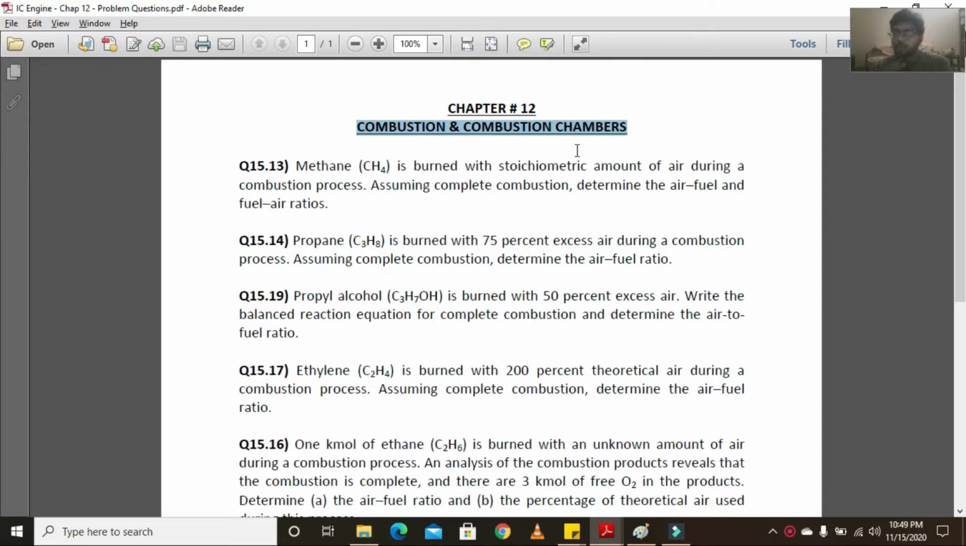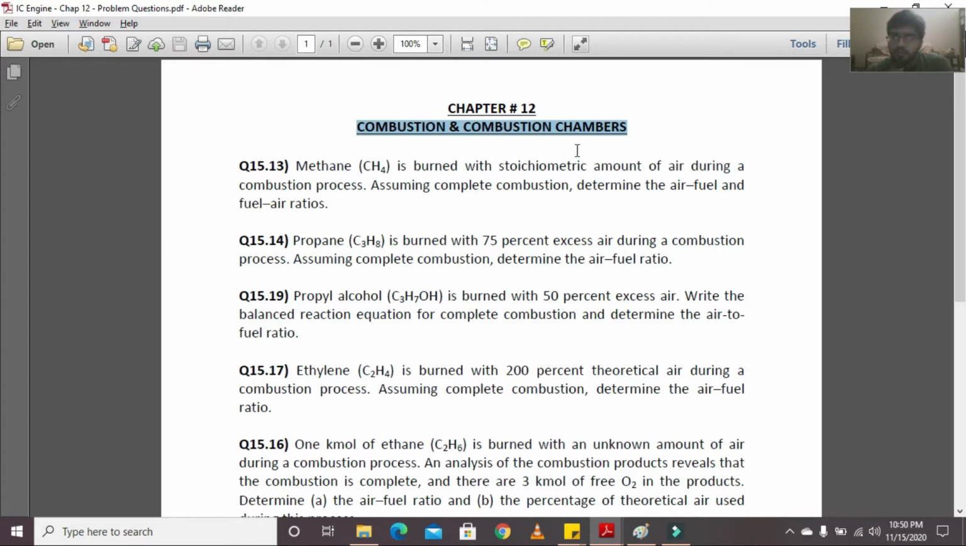In the last two recorded videos, we studied the basic concepts of combustion, and we studied the stages of combustion in SI engines and CI engines in quite some detail. We also studied the phenomenon of knocking in SI and CI engines, and had a brief overview regarding the variables which affect knocking as well.